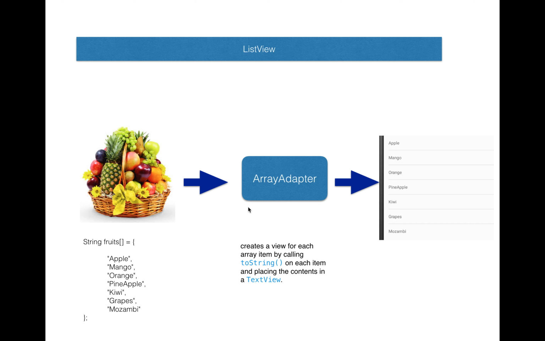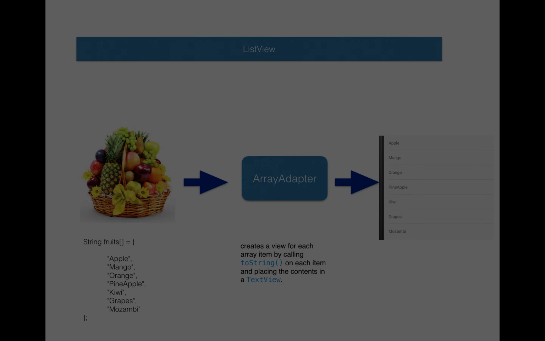So you can see that the array adapter's role is that it creates a view for each array item, for example for apple, by calling toString on each item and placing that content in a text view. You can see the apple is kept as a text view in this list view. The mango is kept as another text view in the list view. So now we are going to see how we can implement it in Android.